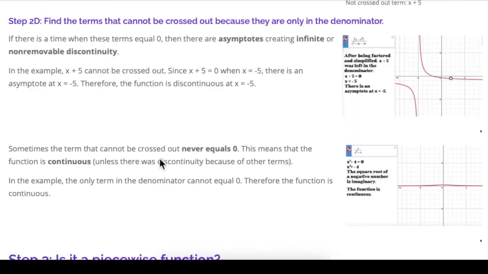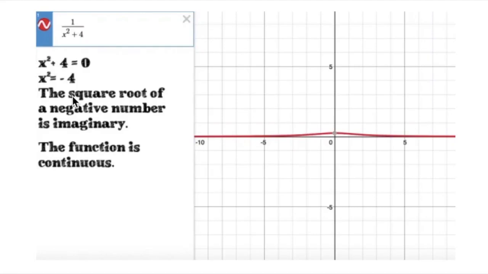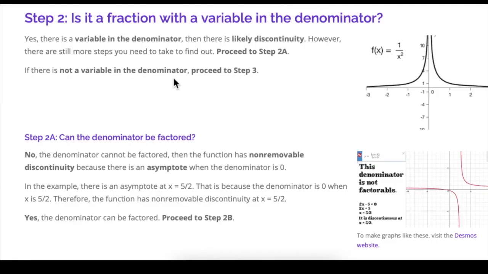Sometimes the term cannot be crossed out or never equals 0. This means that the function is continuous unless there was discontinuity because of other terms, right? Like from other steps. You can see in this example, x squared plus 4 can never equal 0, and therefore it does not have any discontinuity in it, so the function is continuous. Say that there is not a variable in the denominator. That means you need to proceed to step 3.